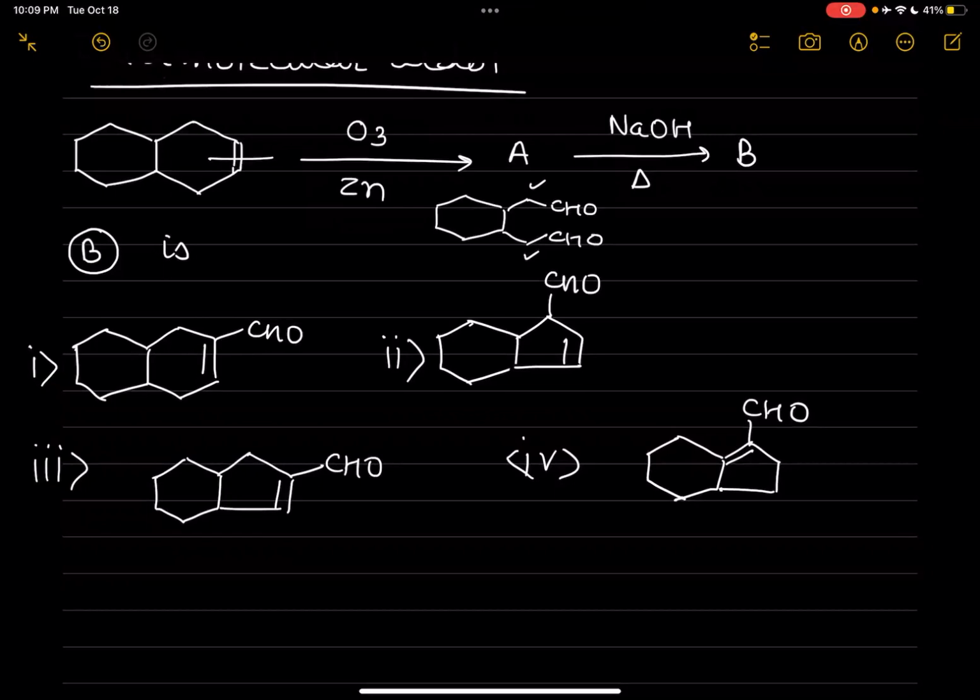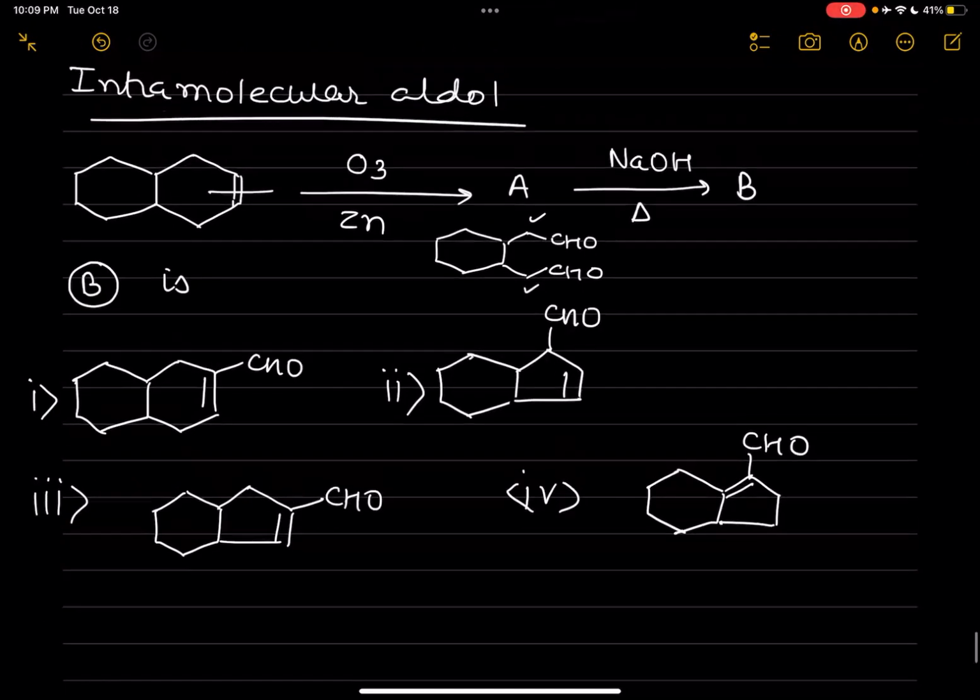So what's going to be the answer? Is it the first one? The first one cannot be the answer. Actually, overall 10 carbon atoms are there, and the first one is having 11 carbon atoms. Carbon atoms are not going to increase. That also you should know.